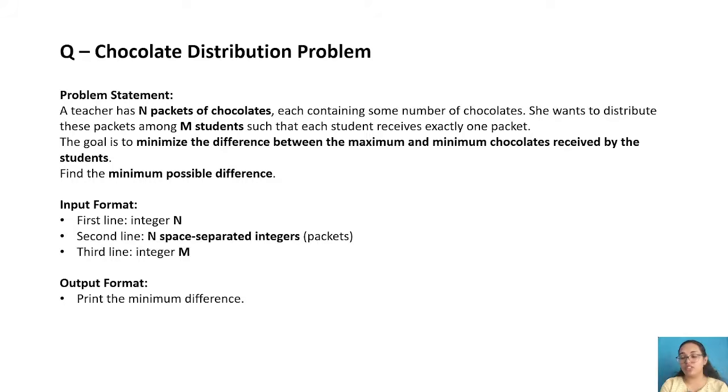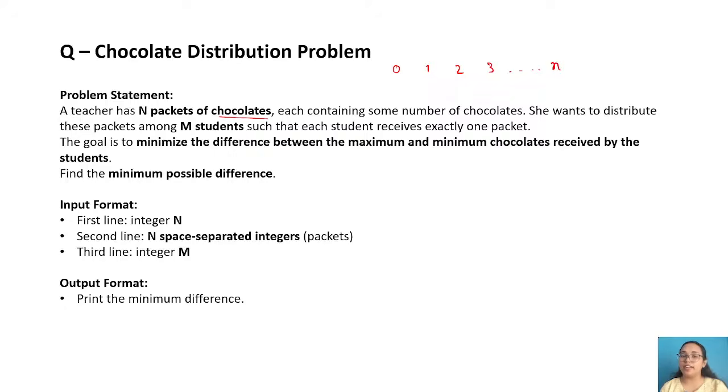Now the next question is again a story based question, and this question is a bit of something where you have to try to understand what the question is saying, right? So I want all of your focus over here. The question name is chocolate distribution problem, and the problem statement is: a teacher has n packets of chocolates. So a teacher is there, and she has got n packets of chocolates. Let's assume it has 0, 1, 2, 3, and up till n packets.